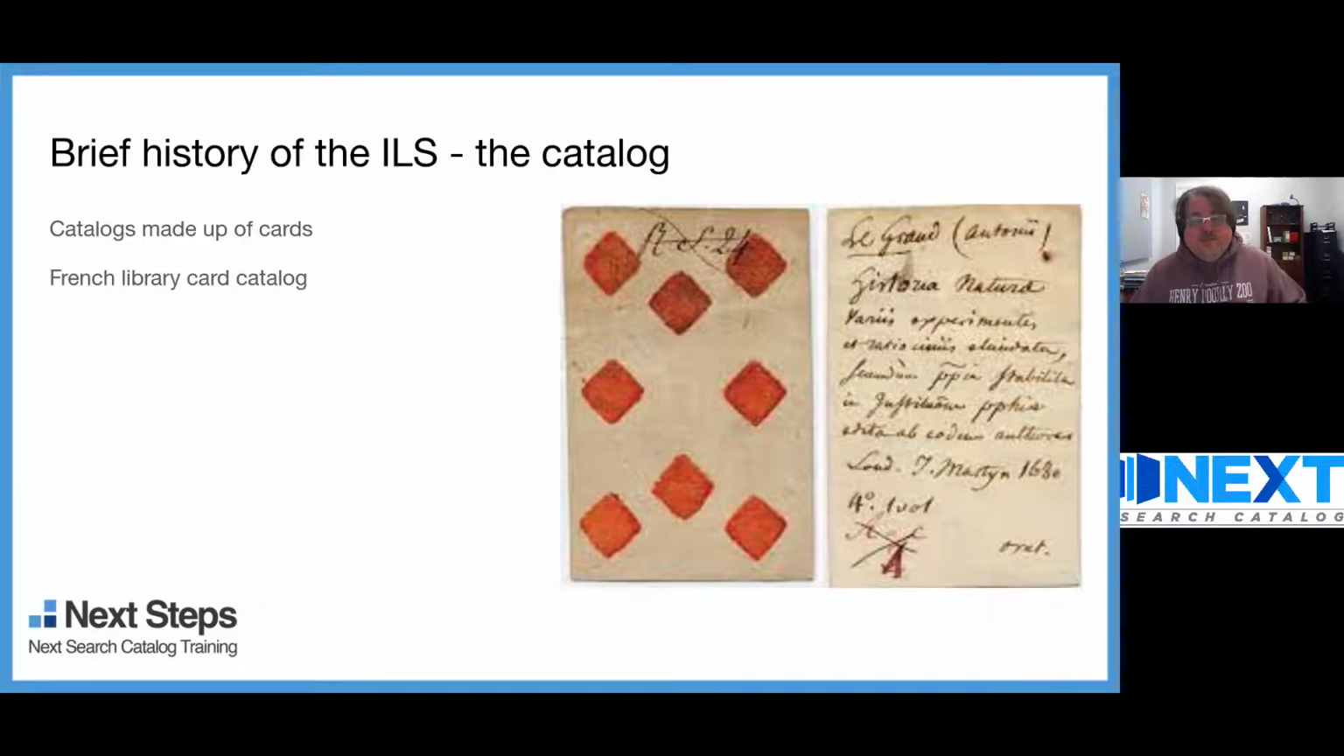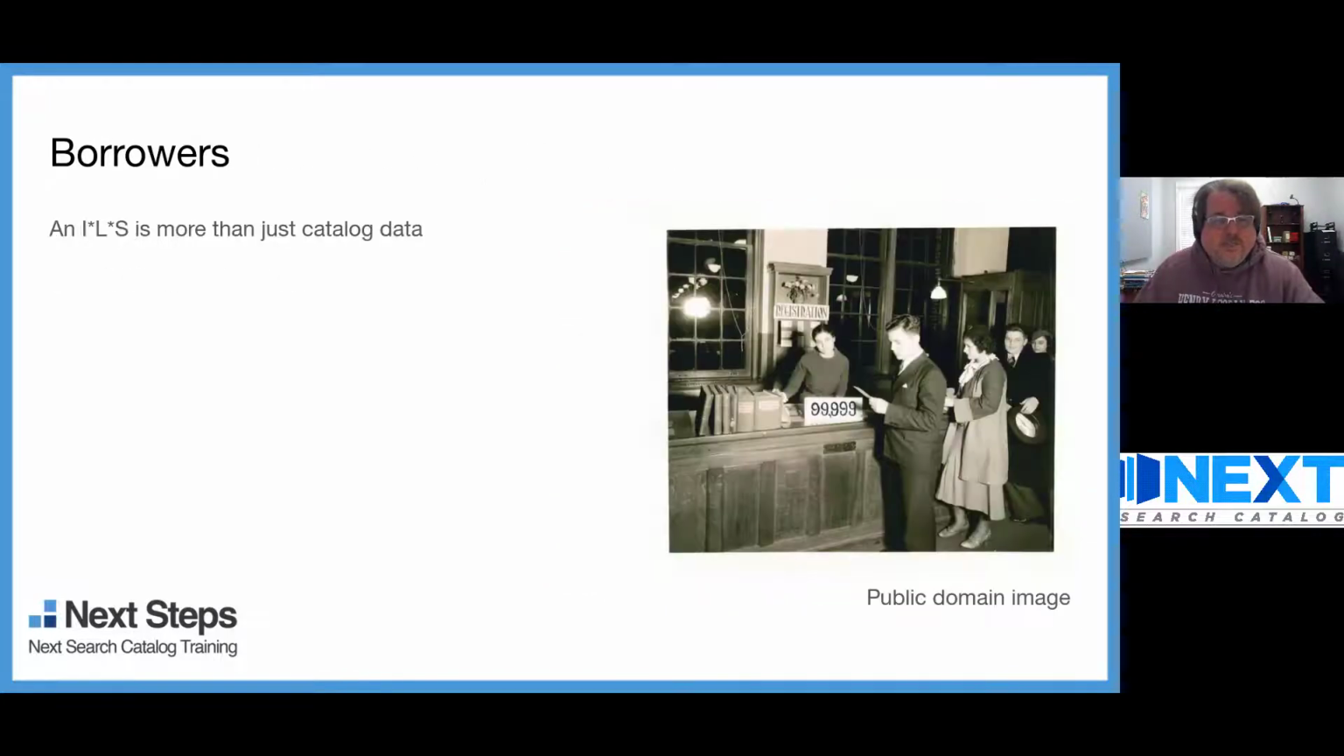And so this starts in France in the 1790s, and by the 1900s, most of the major libraries in the Western world had adopted the card catalog as their method for cataloging materials. So I don't want everybody to think that the catalog is the only part of the ILS, because the borrower data is important too. So let's switch gears here and talk about lending.